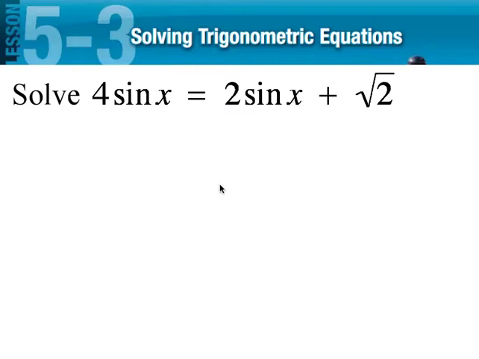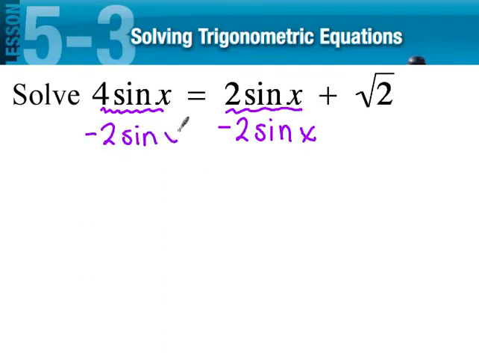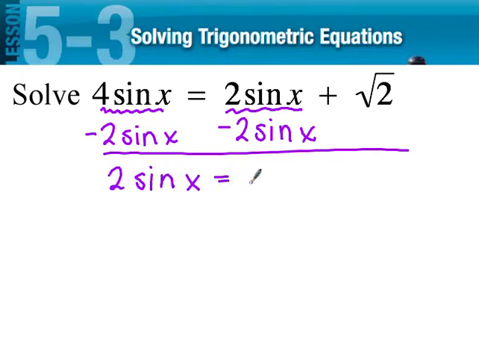In order to isolate the trig function, what do we need to do? There's a sine x and a sine x, so we need to combine them. The easy way to combine them is just subtract 2 sine x from both sides. If I take 4 sine x and minus 2 sine x, what am I left with? 2 sine x. And that's going to equal what number?